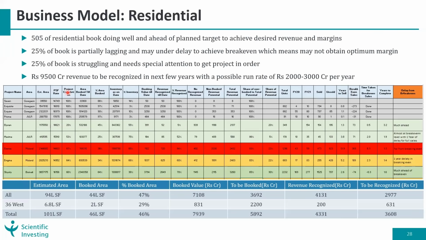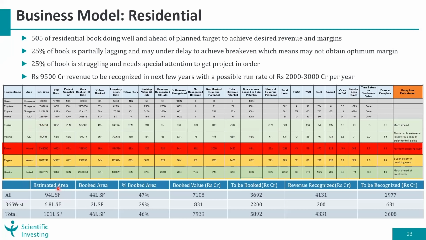Now for each project you need to understand kya bech rahe hain, what is the total area they are planning to sell. So this is the estimated area which they plan to sell. Now isme aapko teen char cheezon ka khyal rakhna hai.